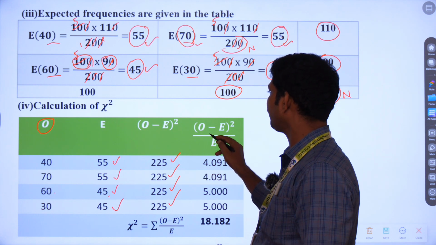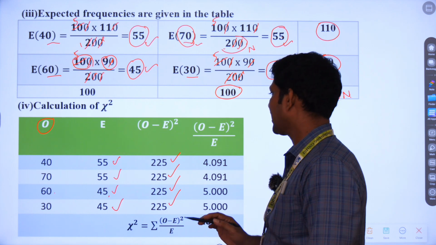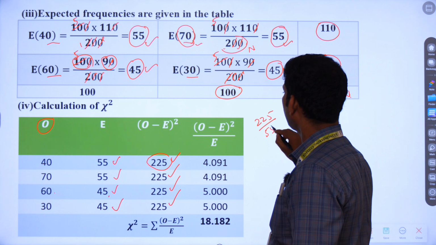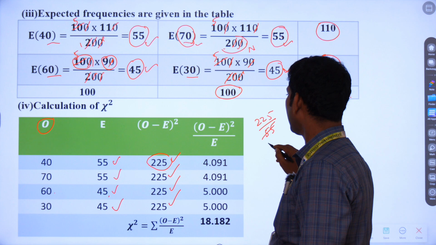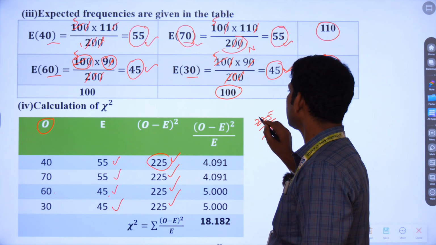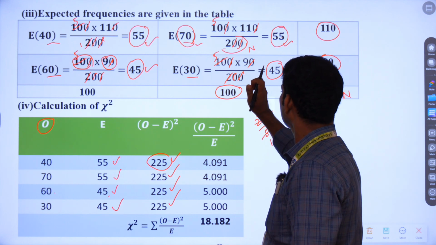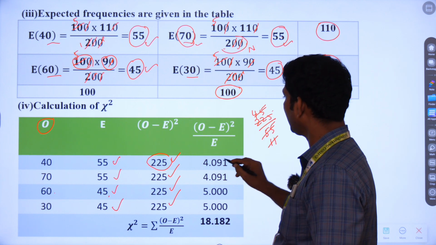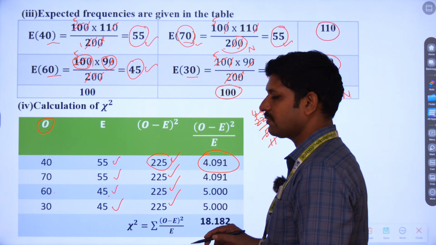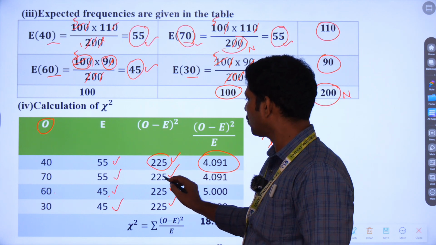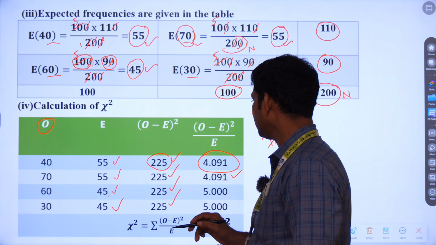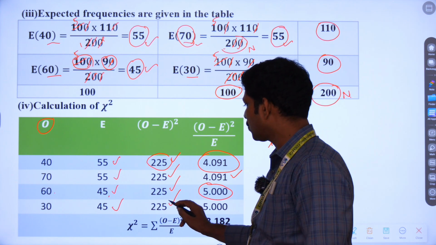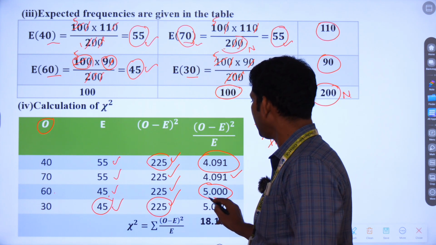Now finally we need to do chi-square: observed minus expected, squared, divided by expected. So 225 divided by 55, 225 divided by 55. Therefore we can cancel by 5 each. If we cancel the 11 and 45, we get 4.091. We could also use the calculator, and finally we get 4.091. Again 225 divided by 45 is exactly 5, and again 225 divided by 45 is also 5.